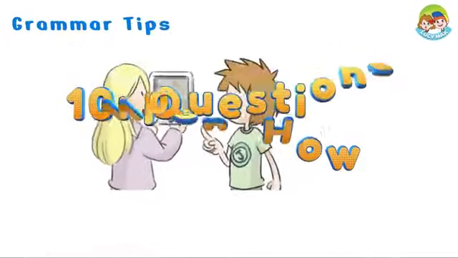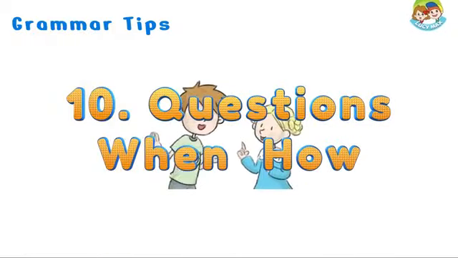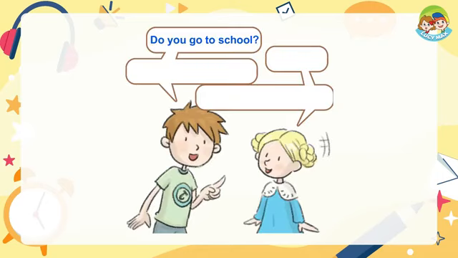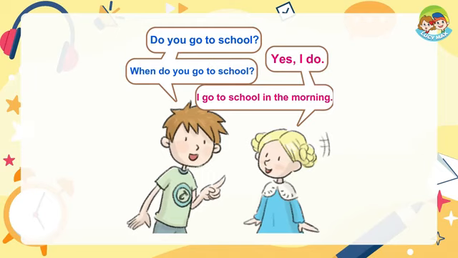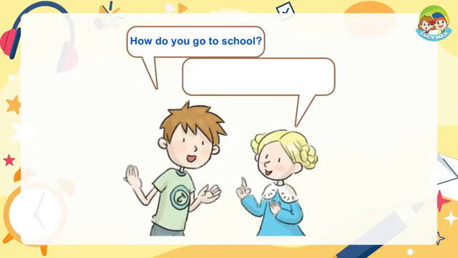Unit 10. Questions. When? How? Do you go to school? Yes, I do. When do you go to school? I go to school in the morning. How do you go to school? I go to school on foot. My school is close to my house.